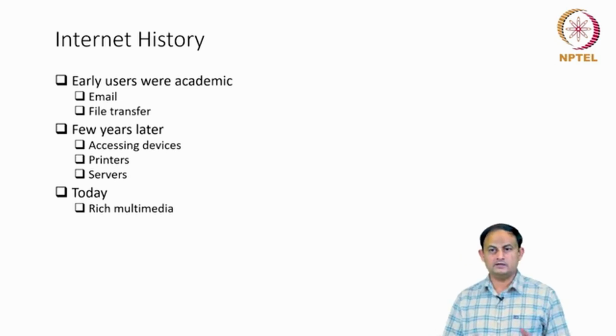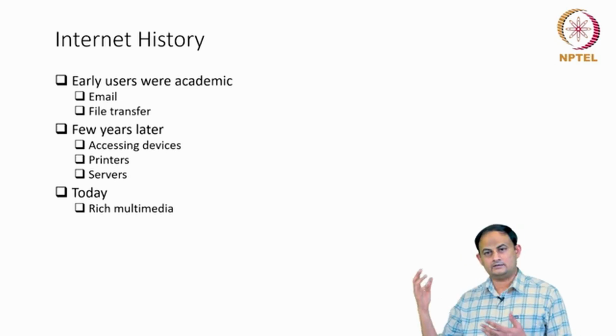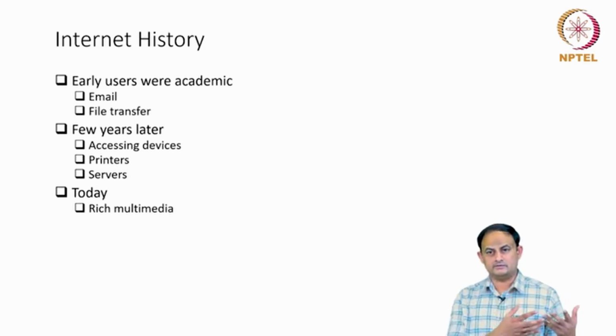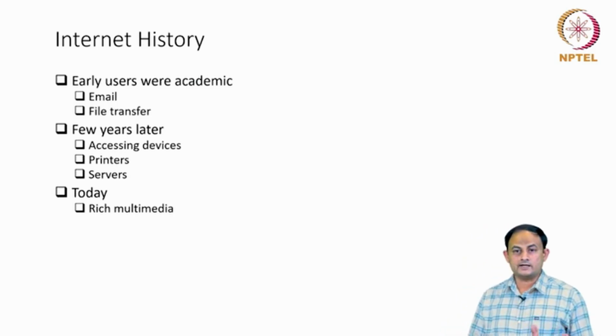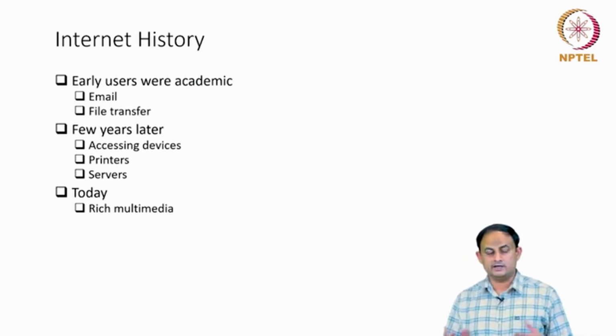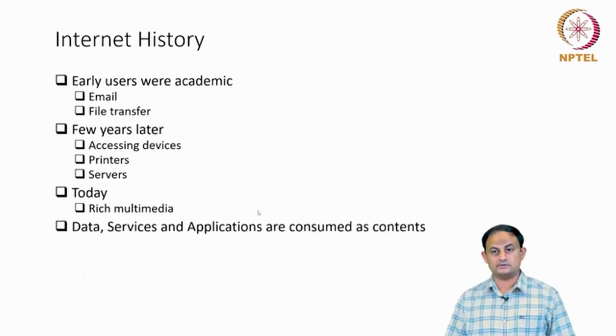This multimedia content was not the use case back then. The internet was not designed for delivering such multimedia content. So what exactly is the issue with multimedia content? Why is it actually an issue? We'll try to understand that.